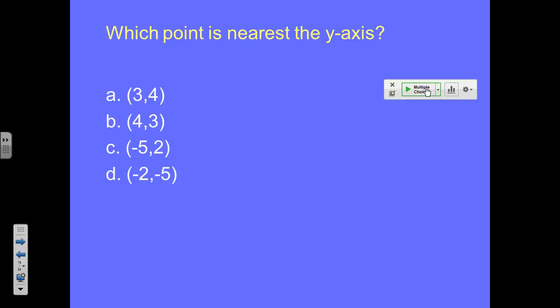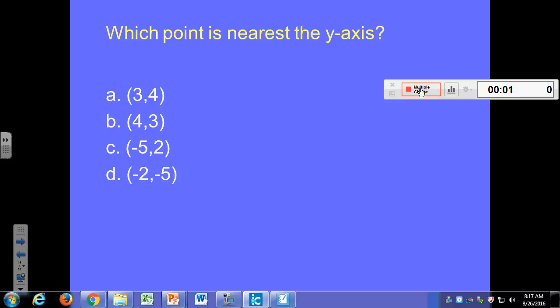Okay, which point is nearest the y-axis? Coordinate systems. Which of these xy coordinate pairs is nearest the y-axis? Think about your Cartesian coordinate system. What defines it being close to the y-axis?